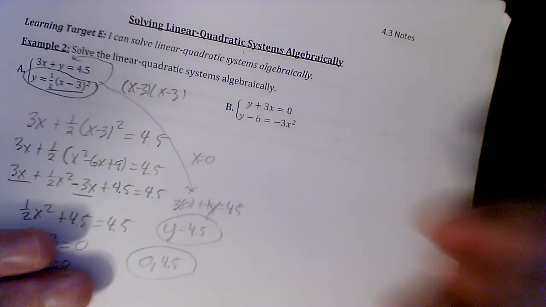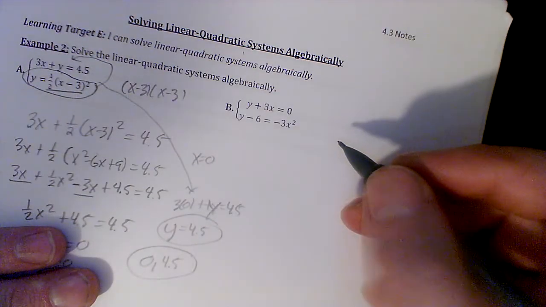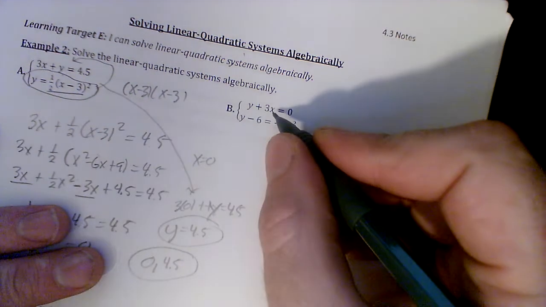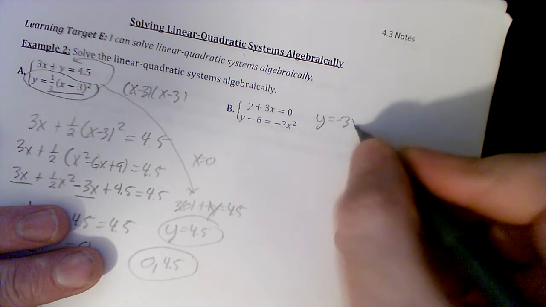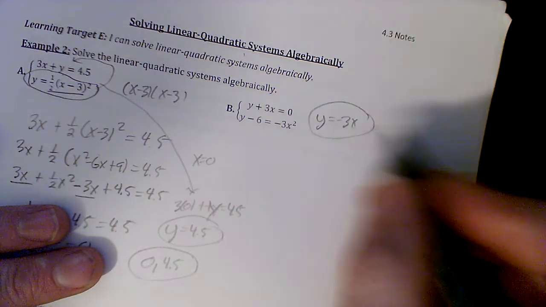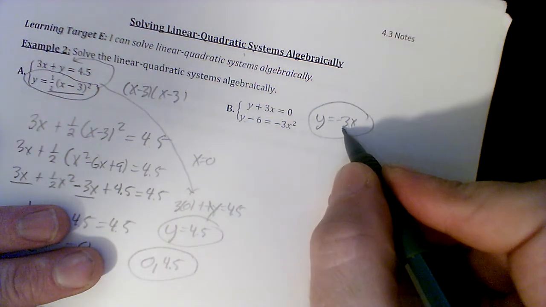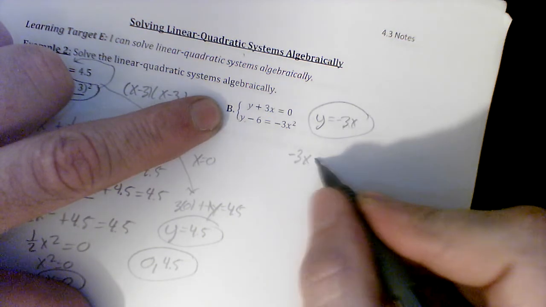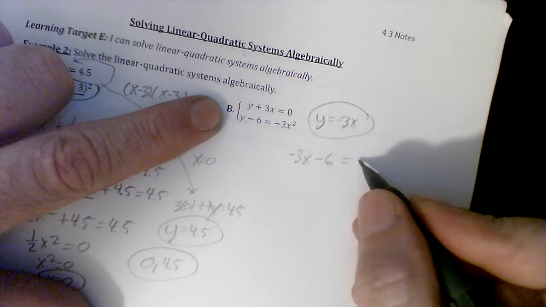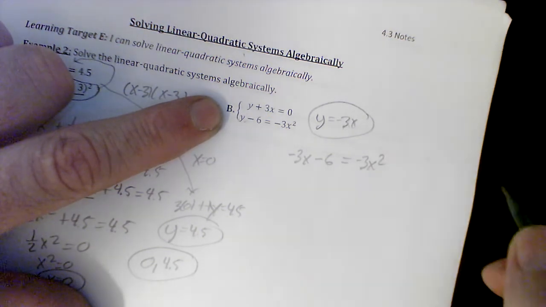Alright, so let's go through and try one more time. Lots of ways to do this. One way would be to solve this top one for y. If I subtract 3x, I get y equals negative 3x. I circle it. Now this y here turns into negative 3x. So here I go. Negative 3x minus 6 equals negative 3x squared.